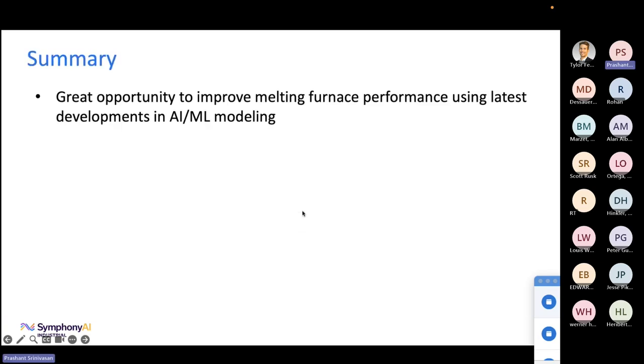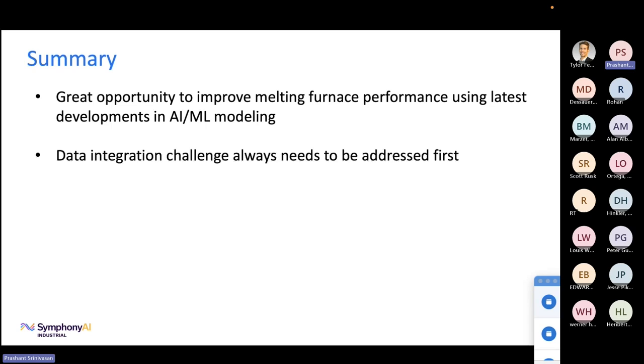So I think with that, I will summarize now. We believe that there is a great opportunity to improve the performance and the energy consumption in melting furnaces using the latest developments in AI and machine learning. And the data integration challenge always needs to be addressed first. It's important that the data is well organized, that you can tap into those data sources and build a live data pipeline, and that you have the right quality of data in order to be able to build high quality models and optimization modules.